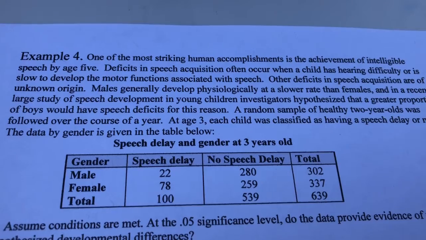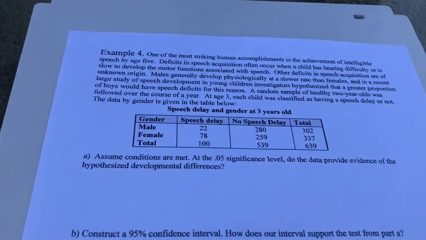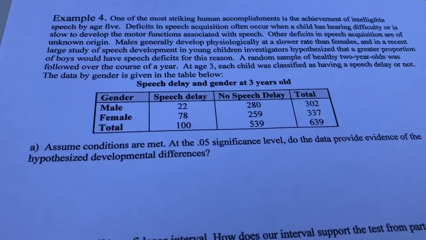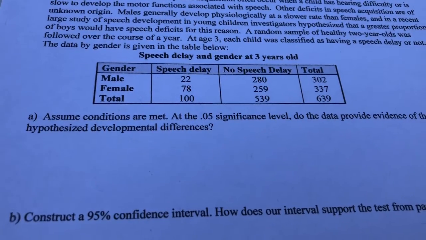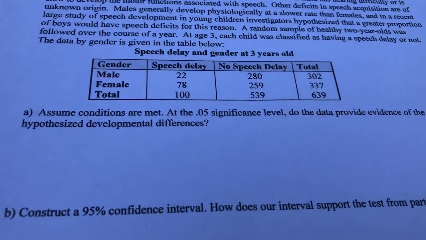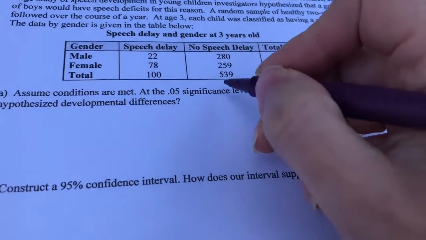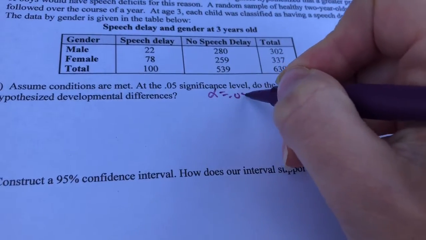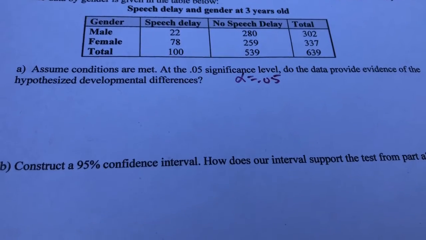I can't even figure out how to do a video. We're looking at this problem here where they're talking about males having a speech impediment compared to females. It says assume conditions are met. Woohoo! That means we don't have to worry about random, normal, or independent. So we can just jump on in at the 0.05 significance level. So that is your alpha. All right, so 0.05, do the data provide evidence of hypothesized developmental differences?